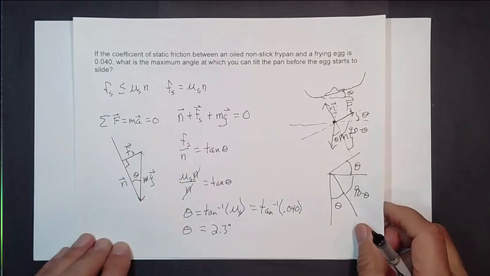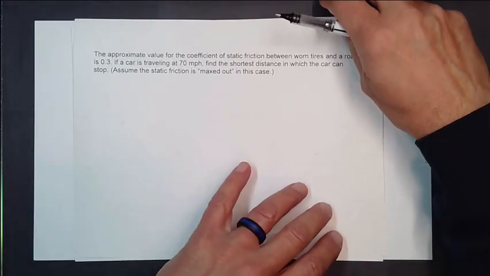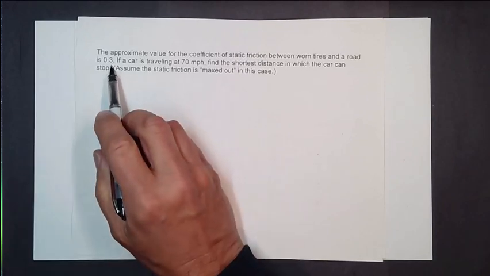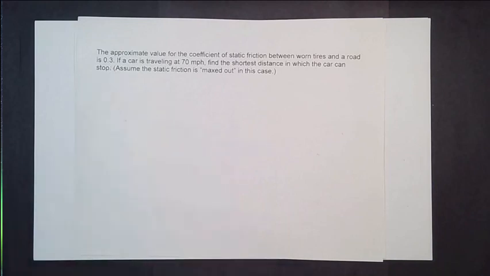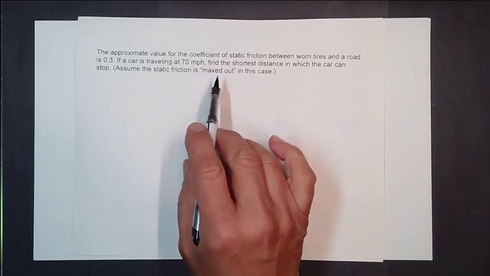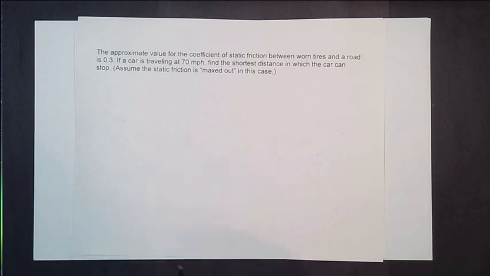So, on to another. Okay, the coefficient of static friction between worn tires and a road is 0.3. Now that's only one significant figure on that coefficient of friction, so we're not going to have a lot of precision when we solve this problem. If a car is traveling at 70 miles an hour, find the shortest distance in which the car can stop, and assume the static friction is maxed out in this case.